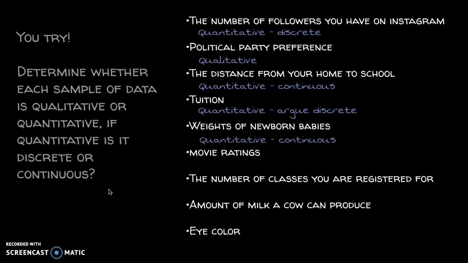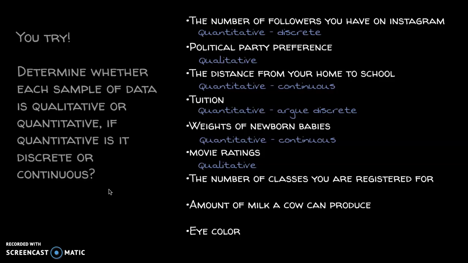Weights of newborn babies are definitely quantitative and weight is continuous. Movie ratings. So maybe that's like G, PG, PG-13, rated R, etc. I would say that's qualitative. But if we were talking about movie ratings, like, you give it 4 out of 5 stars. If you can have half stars or fractions of stars, it would be continuous, but if it was just whole stars, we would be talking about discrete quantitative. But I think here what I'm intending with movie ratings is like G, PG, PG-13, rated R, etc.